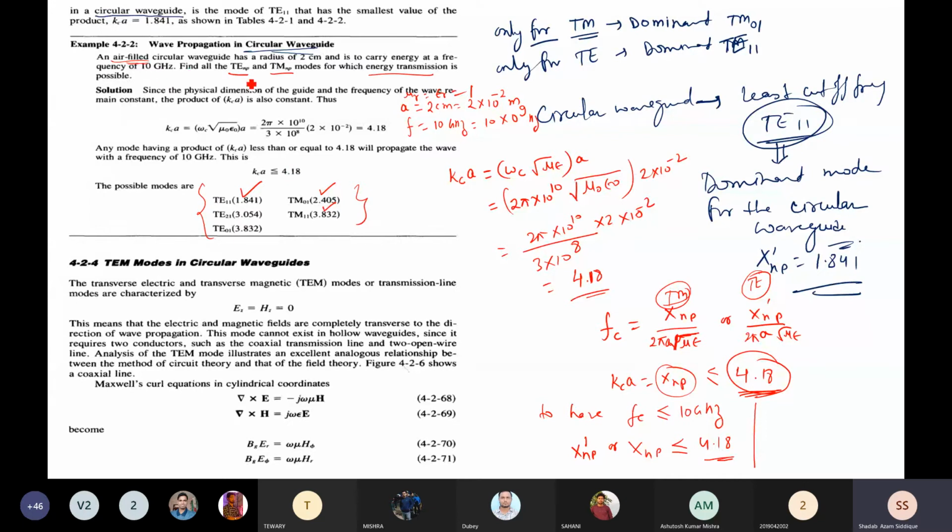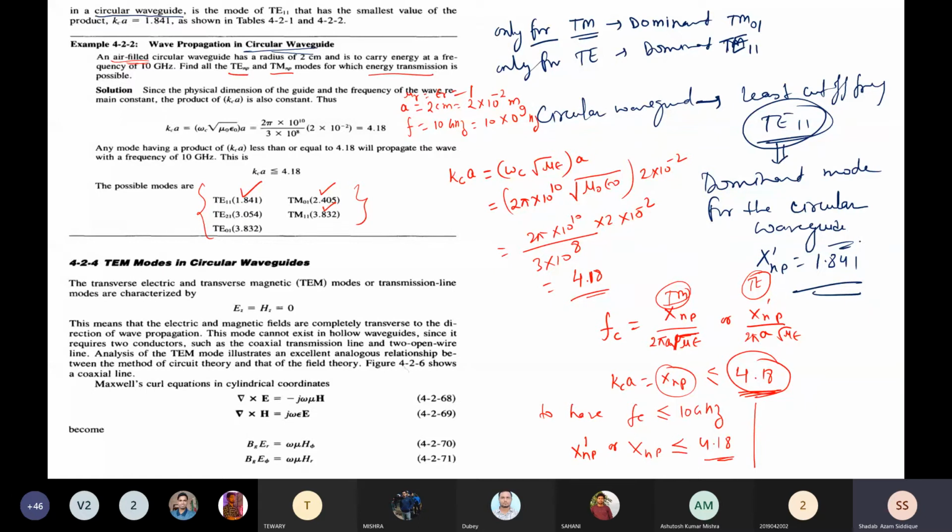If I change the frequency, you will be able to find out how we can find the modes. So if I ask you, an air-filled circular waveguide has a radius of 3 centimeter and is to carry the energy at a frequency of 15 gigahertz. Find all the TE and TM modes for which energy transmission is possible.